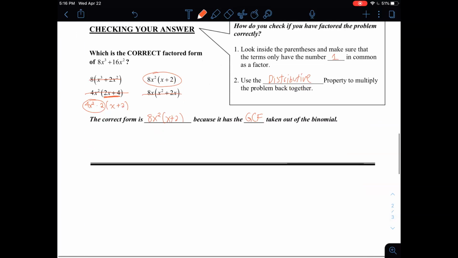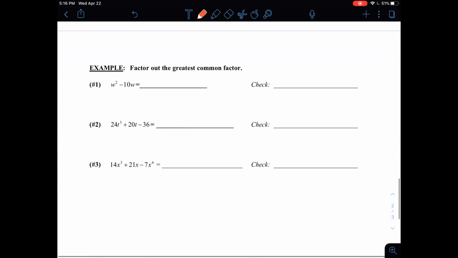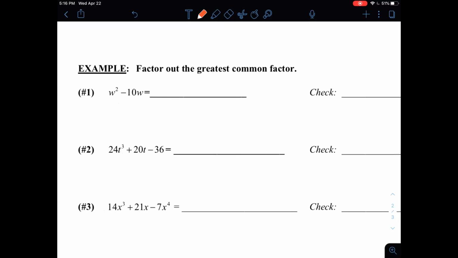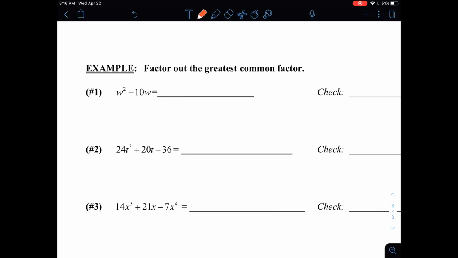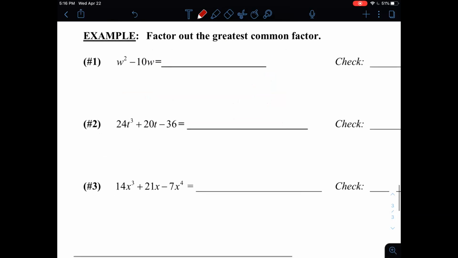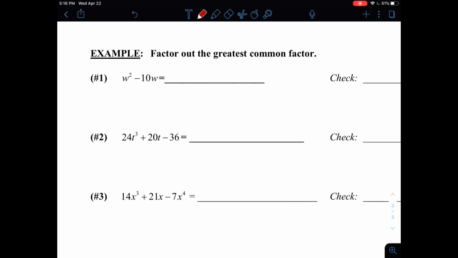So let's go ahead and do just a couple more examples, and then we'll call it a day here. We're not going to do the check. We're just going to do this one. So let's do number 3 together, and then you guys can try 2 and 1 on your own. For number 3, we want to find the greatest common factor. We're going to pull something out, and then we're going to pull out the GCF.